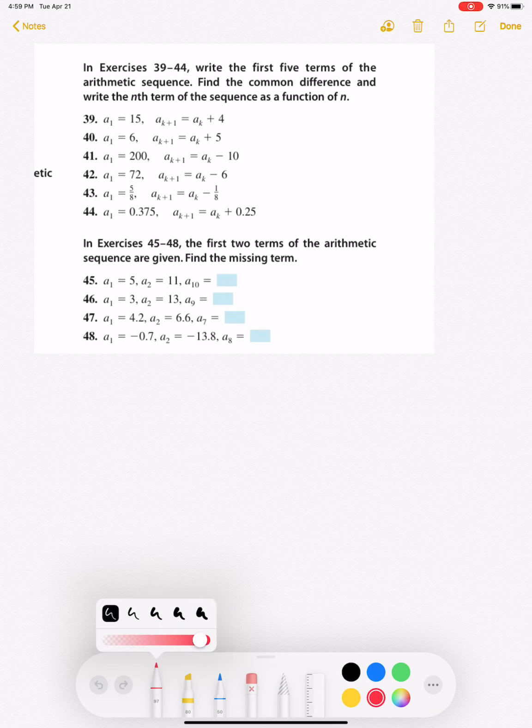All right, let's take a look at a couple problems here. Hopefully this will help you with WebAssign this week. Maybe we'll take a look at 39 and 45 right now, see if those can be of some assistance.